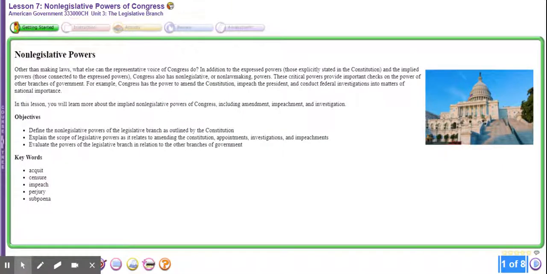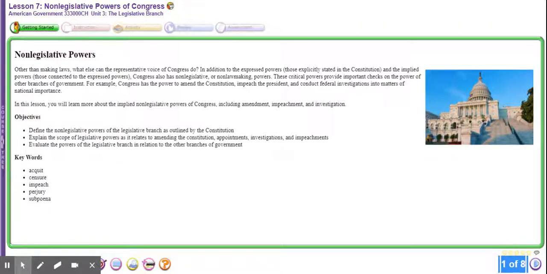This is Mr. Huff. We're going to talk about Unit 3, Lesson 7, Non-Legislative Powers of Congress. So we're going to walk through this lesson. So let's get started. Other than making laws, what else can the representative voice of Congress do?